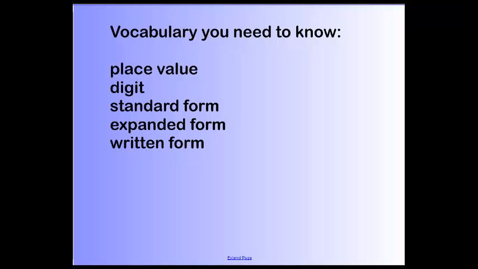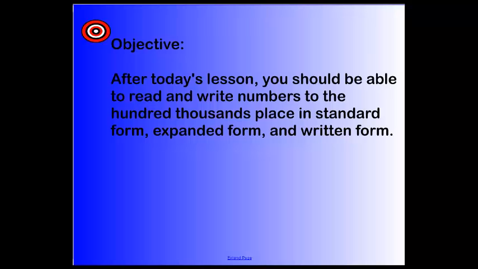The vocabulary that we talked about today, again, was place value, digit, standard form, expanded form, and written form. After today's lesson, you should be able to read and write numbers to the hundred thousands place in standard form, expanded form, and written form. Be prepared to do that tomorrow. You will be working on a worksheet. If there's any point of this lesson that you did not understand, please go back and re-watch it.